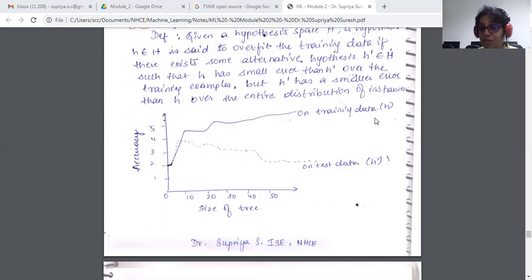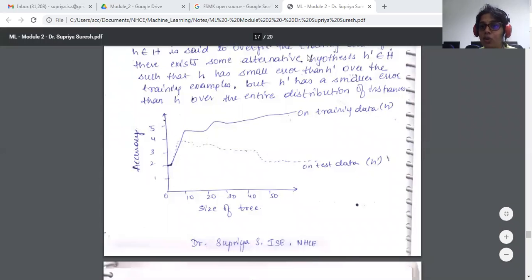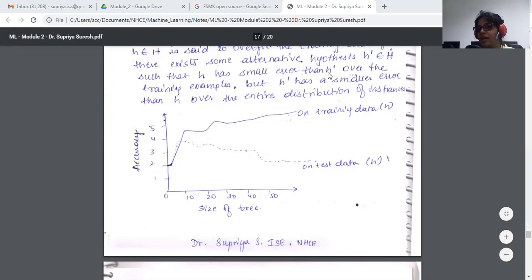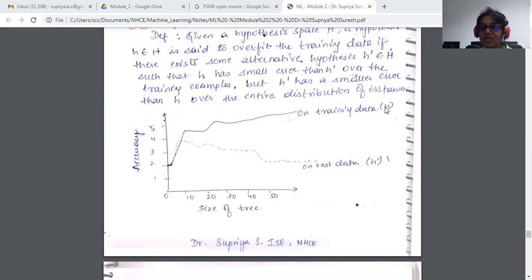With respect to the training data, hypothesis H is said to overfit the training data if there exists some alternative hypothesis H dash such that H has a smaller error than H dash over the training data, but H dash has a smaller error than H over the entire distribution of the examples.